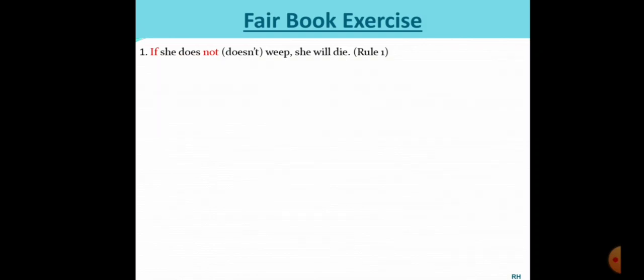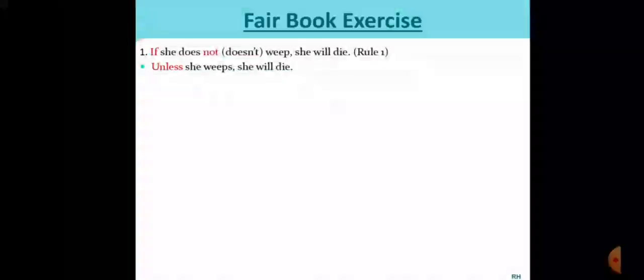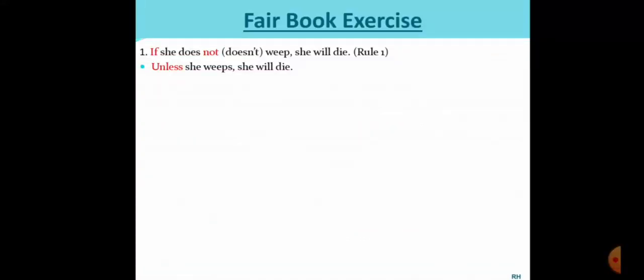Now "if plus not", so this is, students, rule 1. You need to remember this way. You will first identify the word "if", where it is, and then "not". In the first sentence, if you have "if" and after the auxiliary verb the word "not", then it is your rule number 1. So how will we change it? We will add "unless" only in the answer. Unless she weeps, she will die.